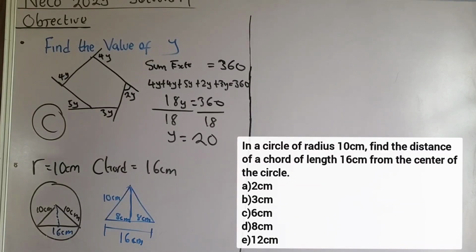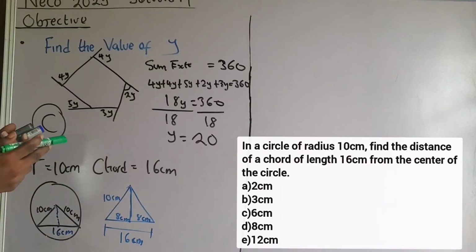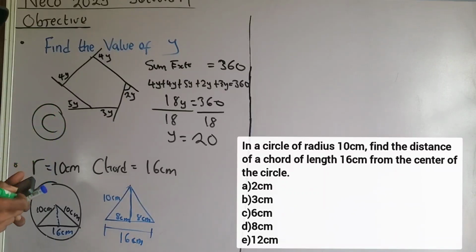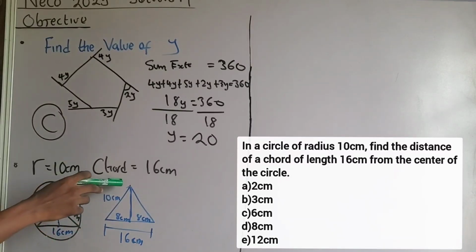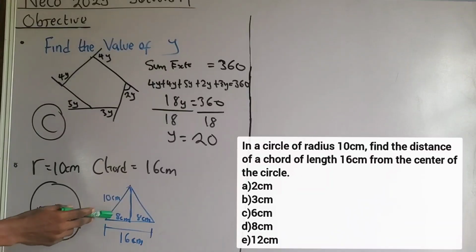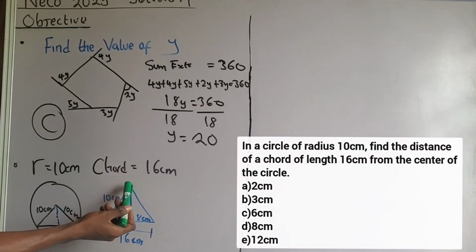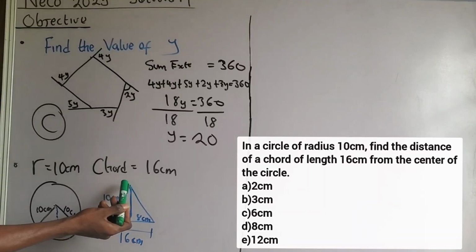We are given that in a circle, the radius is 10 cm. And we are asked to find the distance of the chord of length 16 cm from the center of the circle. So the chord is here. The distance of the chord from the center of the circle is what you are looking for. Since the length of the chord is 16 cm, I bring out this triangle. The distance of the chord from the center of the circle, I represent it as this line.